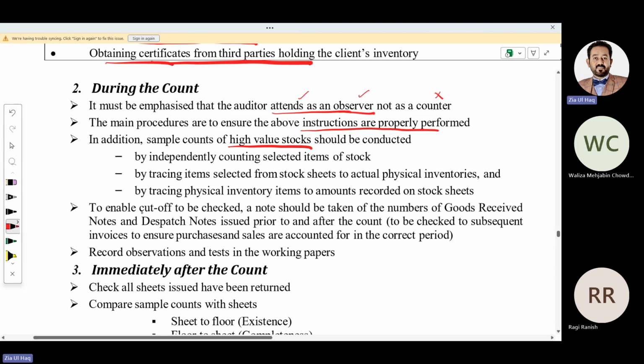During count, we need to perform a cutoff test. Cutoff test means to make sure against GDNs and GRNs that inventory movement has been recorded in the correct period. Because if inventory movement is not recorded in the correct period, due to this the inventory balance could be misstated. During count, whatever we are observing, we need to record in working papers.